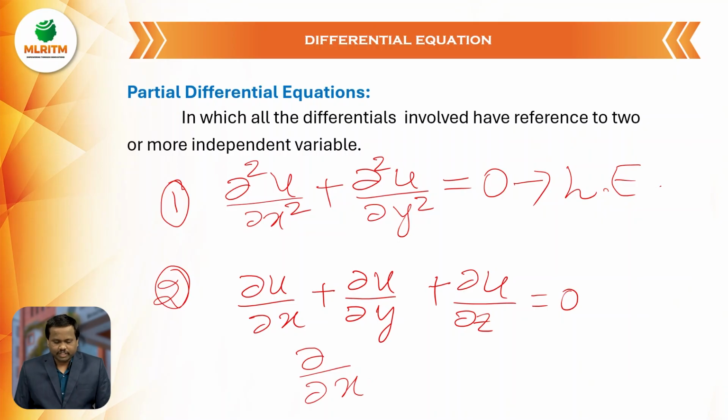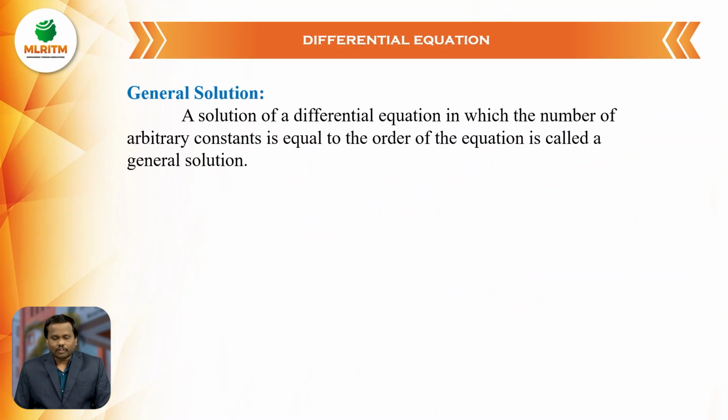So, partial differential equation example. Now we can go for what is the solution of a given differential equation. Here there are two types: one is the general solution and the other is the particular solution. So how to identify whether a given solution is general or particular? In a general solution, the number of arbitrary constants is equal to the order of the given differential equation.